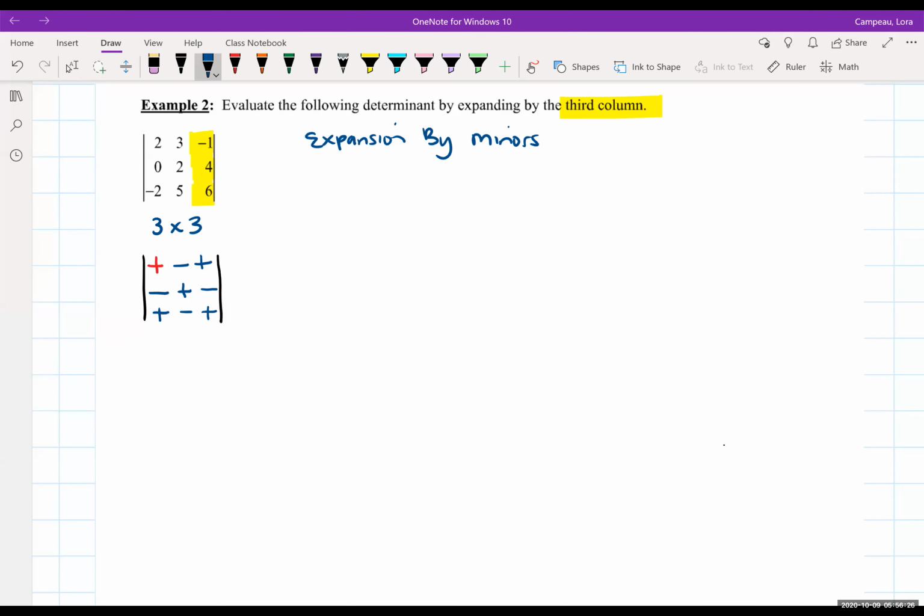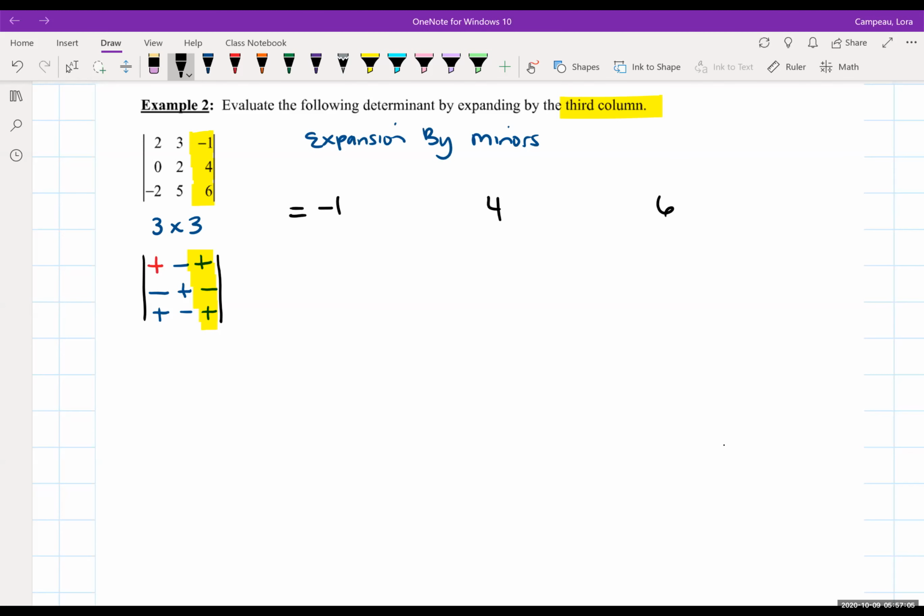So now what I'd like to do is look at the corresponding column that they're asking us to expand by in the array of signs. So you see we have a plus, minus, plus. As we expand by minors, the first step I will do for myself is write out the elements in the third column, and I'm going to space them out a bit. So we're going to look at -1, 4, and 6.